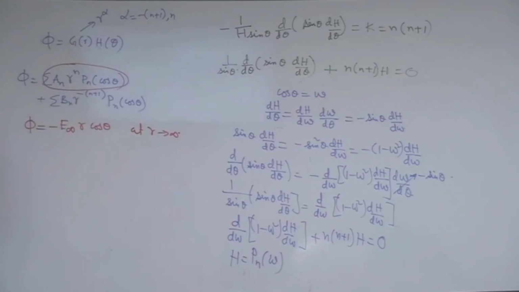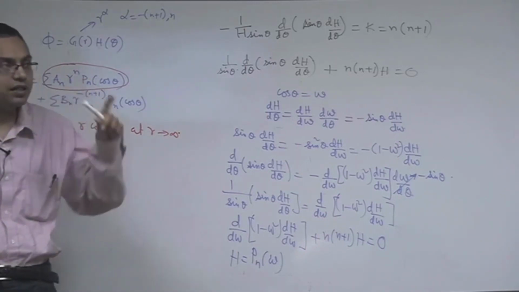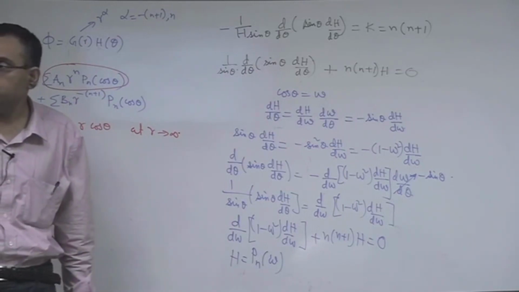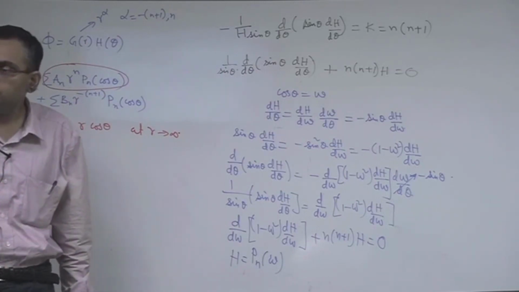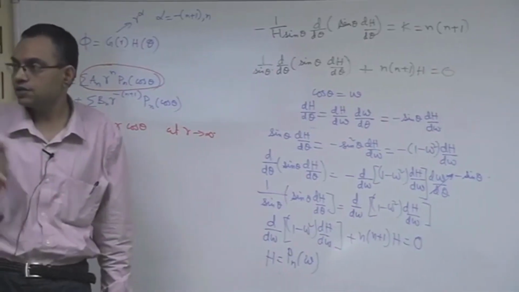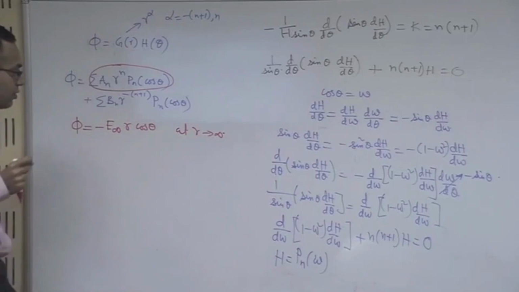where E infinity is the uniform electric field in the x direction that is applied. So, we are finding out that because of the applied uniform electric field along the x direction in the far stream, what is the potential distribution on the surface of the sphere, or what is the field on the surface of the sphere, that is what we are finding out.